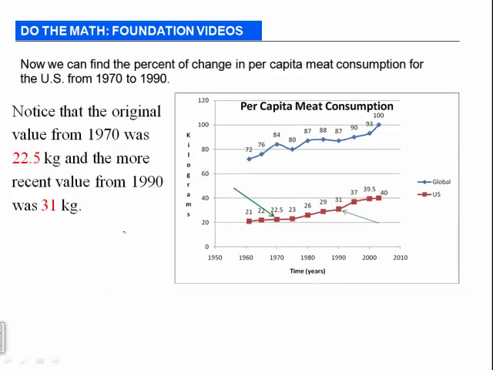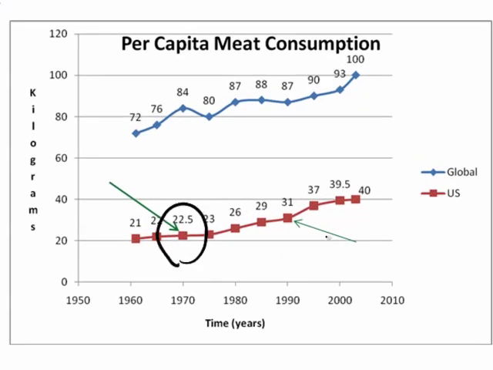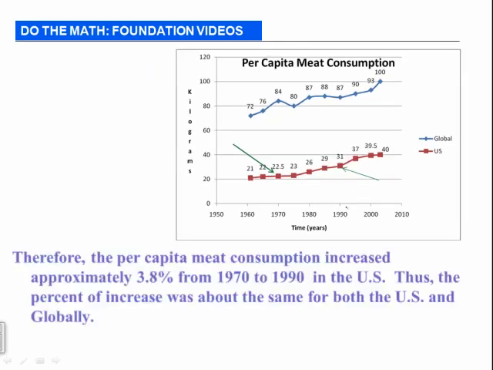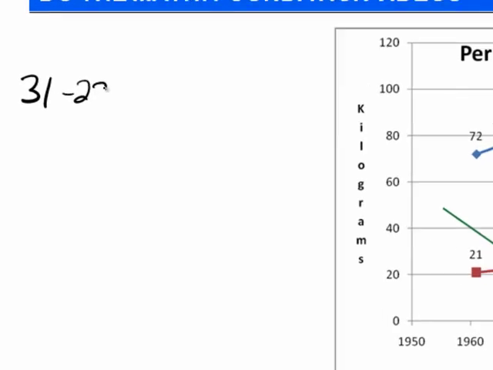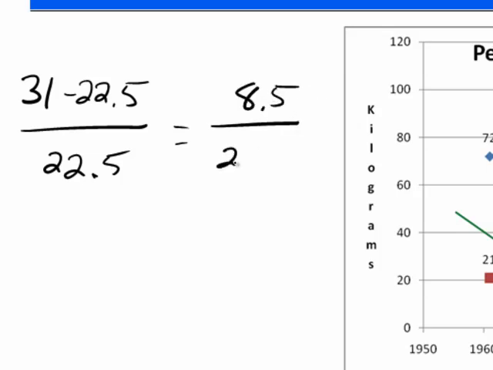If we now move to the United States consumption, we've got two numbers to look at. Down here, we've got in 1970, 22.5, and we have 31 in 1990. So we're going to simply do the same problem, if you will, with different numbers. 31 minus 22.5 divided by how much you had in 1970, 22.5. And you take 31 minus 22.5, you get 8.5. And then you'll divide that by 22.5.